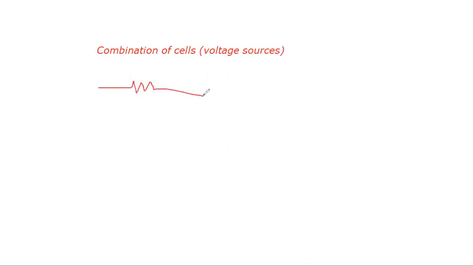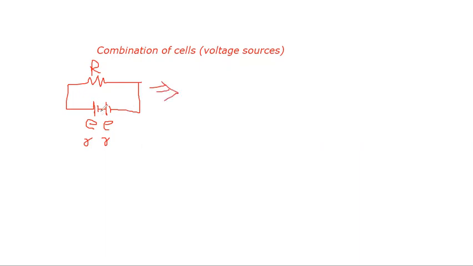So suppose there is a circuit, and instead of one battery you have two batteries, right? Each battery has an EMF E and an internal resistance r, and the external resistance is capital R. So this is a series connection of cells.